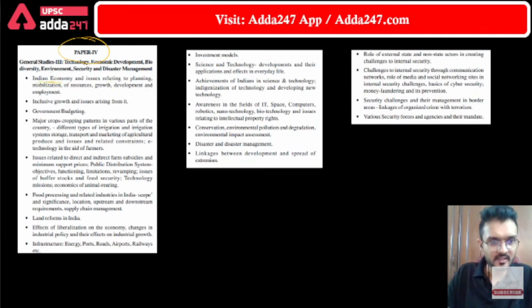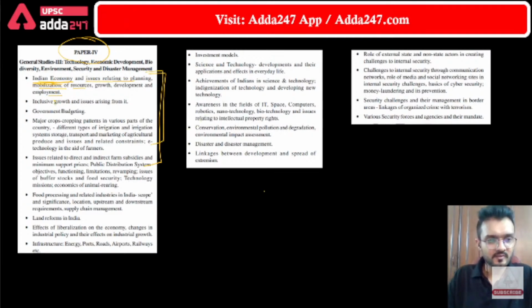The first one is the Indian economy. We also study the Indian economy in the prelims, but in the mains it is very different from the prelims point of view. Here you have to analyze the various economic steps taken by the government, and analyze whether they are successful or not. In the Indian economy, there are issues related to planning and the mobilization of resources. There are issues related to growth, development, and employment. All these issues are covered in paper 3.